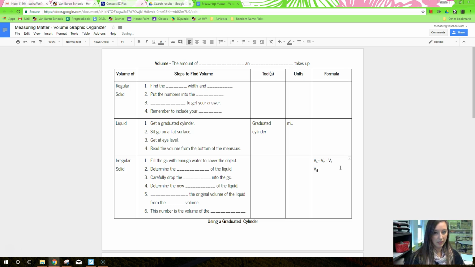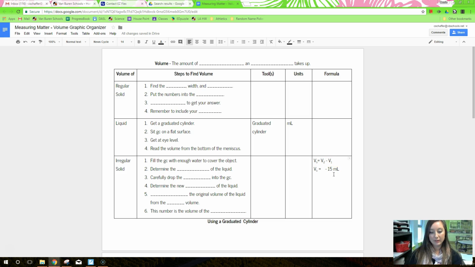Again, I come down to my next step. Volume 2 would be the second volume that we're taking. Right now, this is the first volume that we're finding. It's the volume of our water by itself. I know that I started off with 15 milliliters of water, so that's my volume 1. See how I'm subbing it in right underneath there.